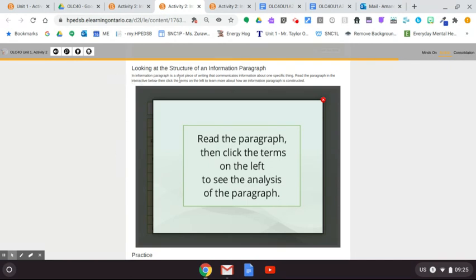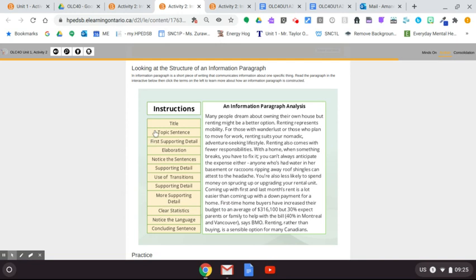So what is an information paragraph? Basically, it's just a short piece of writing that communicates information about one specific thing. So I'll read the paragraph in the interactive below, and then we're going to click on the terms on the left to learn more about how an information paragraph is constructed. So instructions. It's going to go through, and then here's our information paragraph that we're looking at. Let's look at the parts of it.